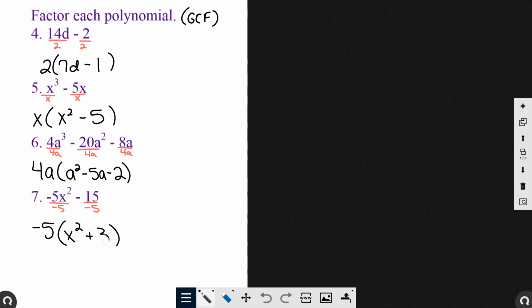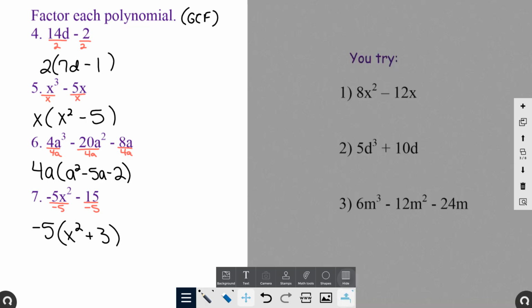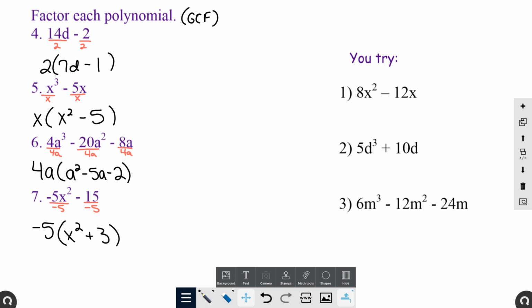Good. X squared plus 3. If I distributed back, would I get the original? Is the GCF inside the parenthesis 1? Then we're good to go. All right, you guys, try these 3.